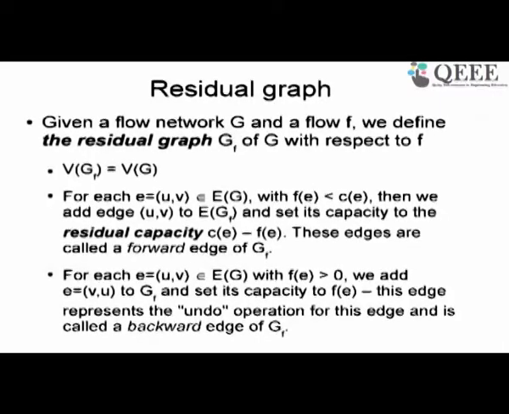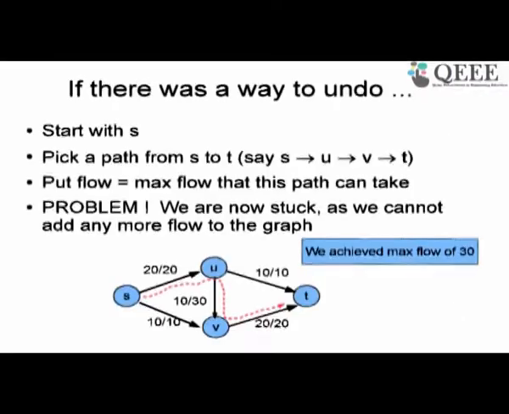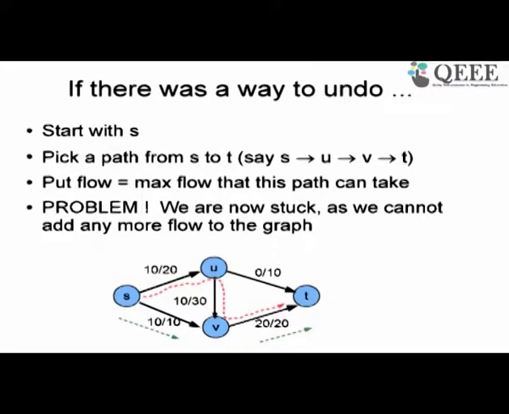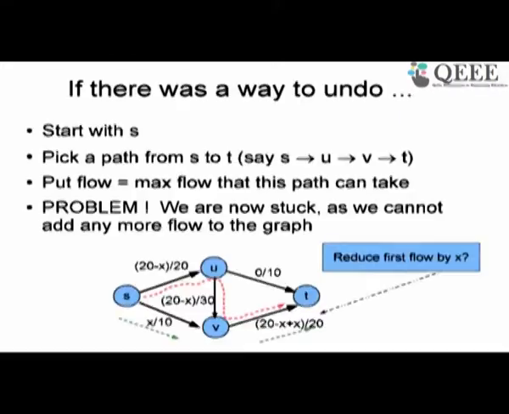In order to formalize it, I am going to define something called a residual graph of a graph. Okay. Now, you can see what I did when I did this reduction: I did an undo operation. I had a path in which I had pushed 20 of flow. I want to undo part of that flow. I don't want to push 20. I want to reduce it. So I'm undoing. Okay, I'm doing an undo operation.